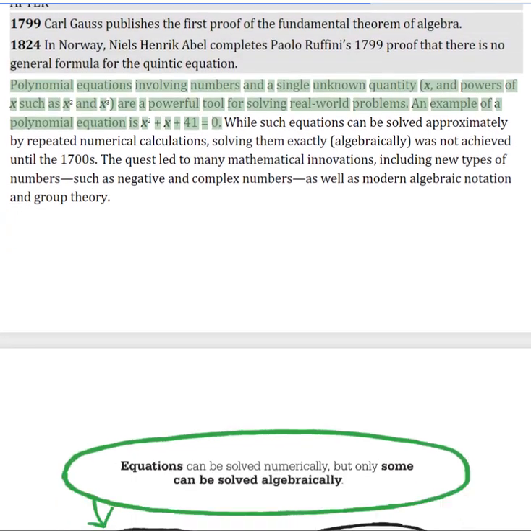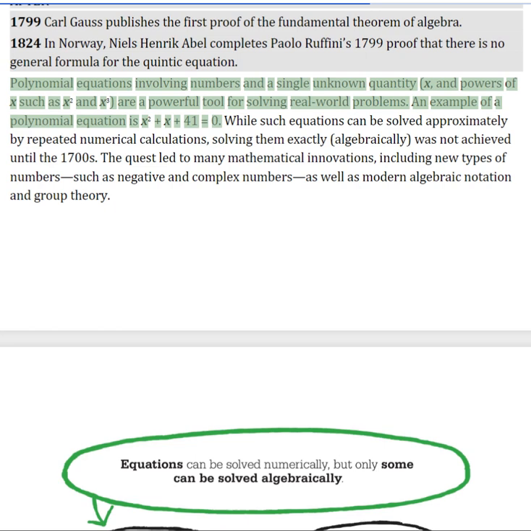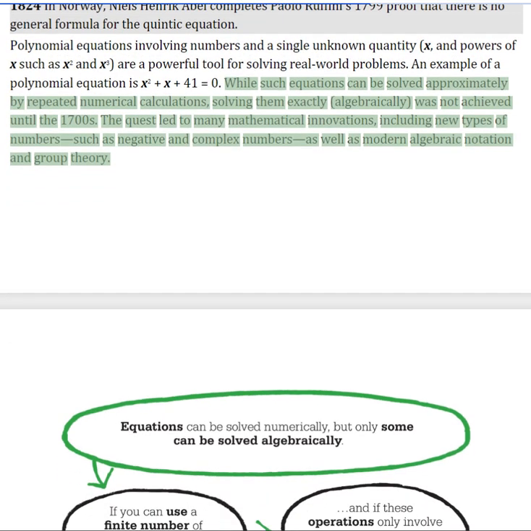Polynomial equations involving numbers and a single unknown quantity are a powerful tool for solving real-world problems. An example of a polynomial equation is x^5 + 41 = 0. While such equations can be solved approximately by repeated numerical calculations, solving them exactly was not achieved until the 1700s. The quest led to many mathematical innovations, including new types of numbers, such as negative and complex numbers, as well as modern algebraic notation and group theory.